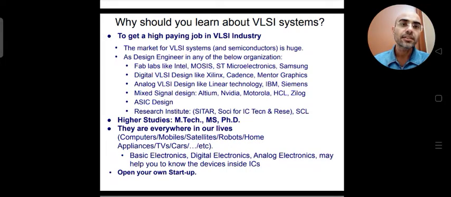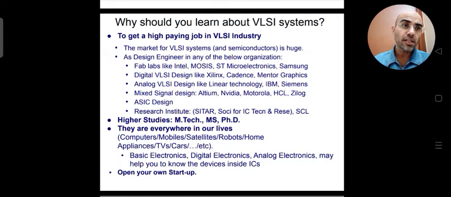And along with that, people are working in academics. People are also working in the VLSI domain in research institutes, as mentioned here, so you can find jobs in those fields as well. People are also going for higher studies, MS and PhD, so that is also an applicable field.